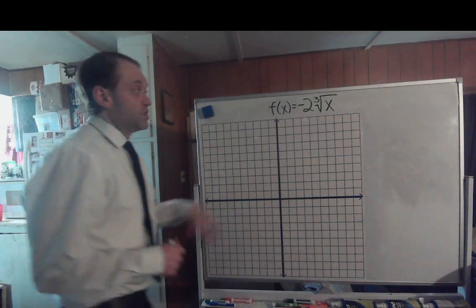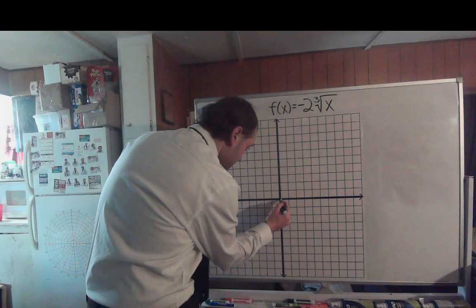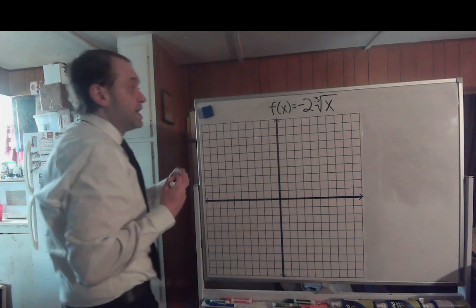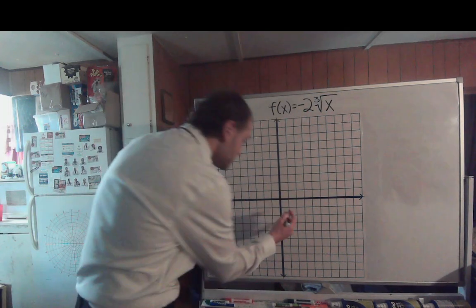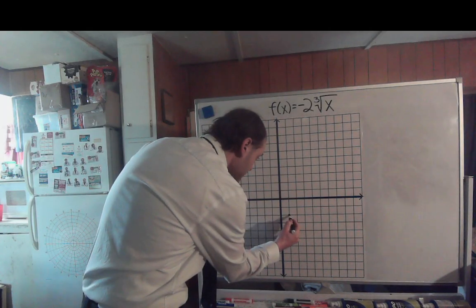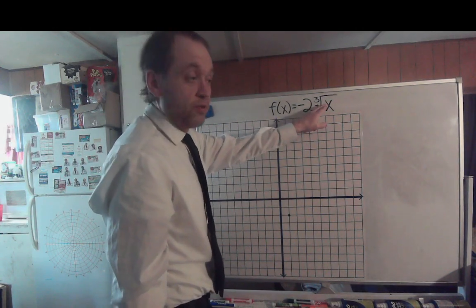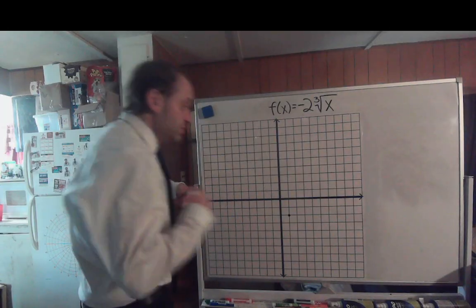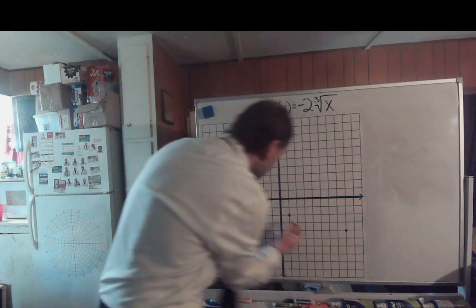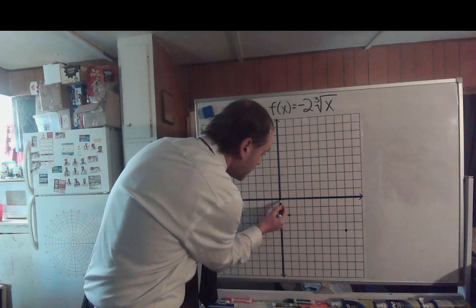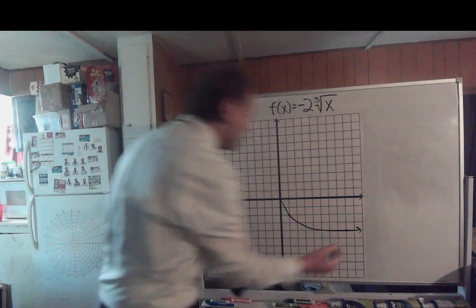So let's graph this. So cube root of 0 is 0. Negative 2 times 0 is 0. That hasn't changed. Now what about when x is 1? So cube root of 1 is 1 times negative 2 is negative 2. So you'll be at the point 1, negative 2. How about when x is 8? Well, the cube root of 8 is 2 times negative 2 is negative 4. So we'll go all the way to 8, negative 4. Let's go ahead and draw the right branch of this, which would be right there.